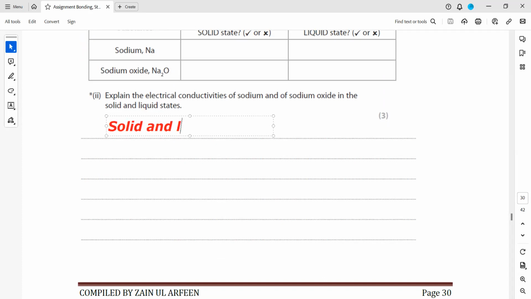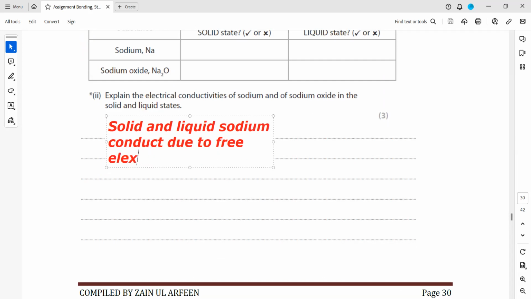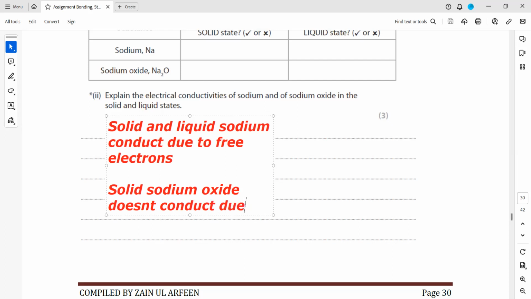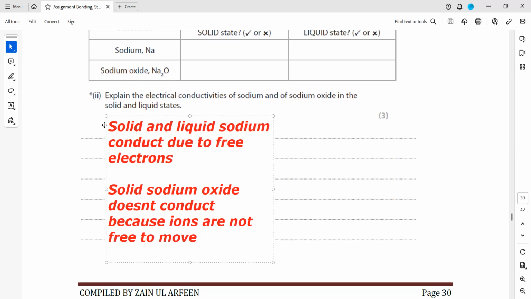So solid and liquid sodium conduct due to free electrons, or delocalized electrons, which are free to move. But solid sodium oxide does not conduct because the ions are not free to move. And why can the liquid or molten state conduct?